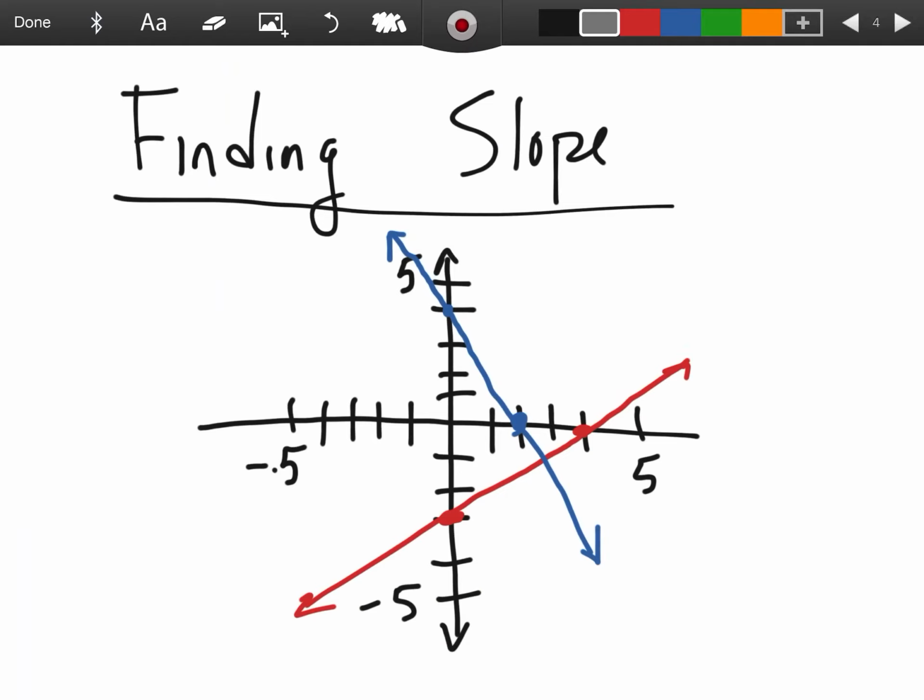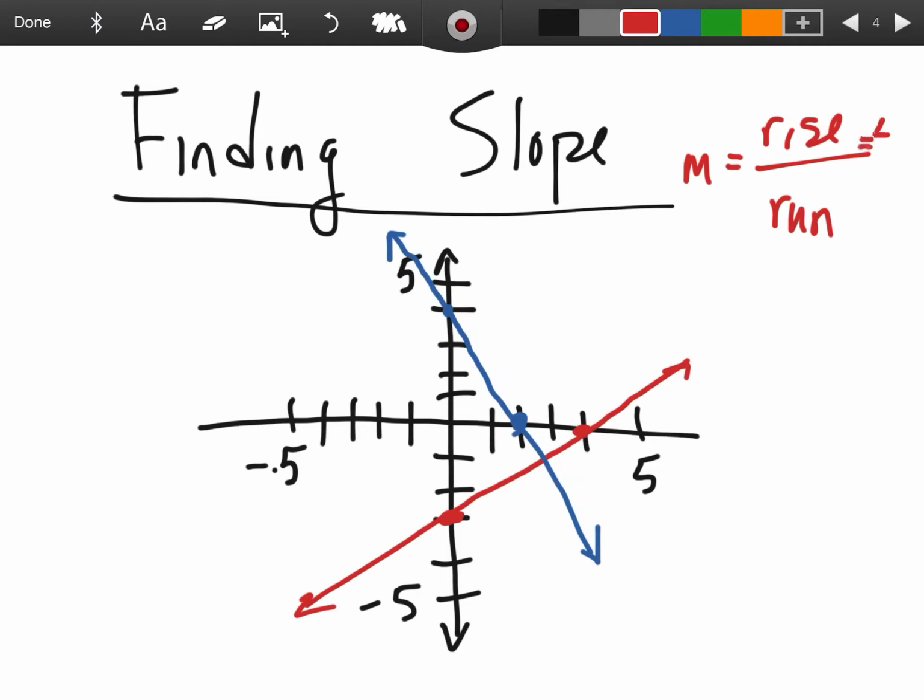So finding slope. How do we find the slope? I already said that for every 1 we go in the right direction, it tells us how far up or down we're going. So if my slope is 3, that tells me when I go over 1, I'm going up 3. We are going to say that our slope, our m, is equal to the rise of the line over the run of the line. Rise over run is something that you will hear very frequently.